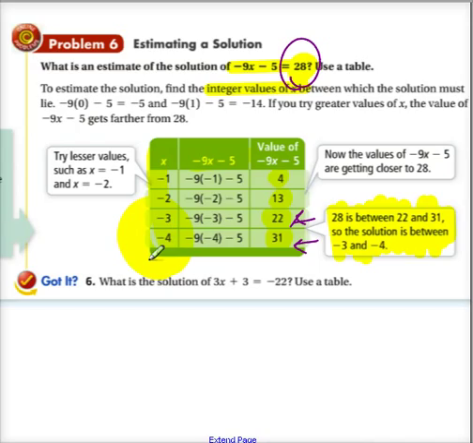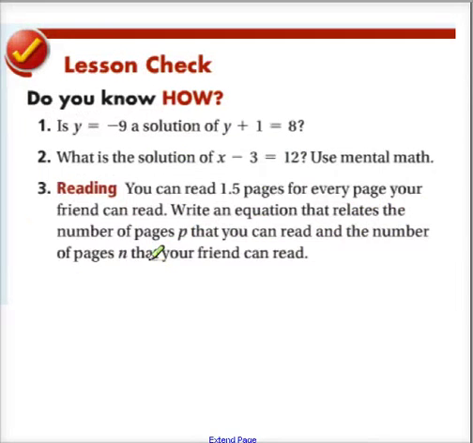So in both those examples, you're making a table. You're either finding the exact or the estimated solution. That brings us to our lesson check. Please complete 1 through 3 and bring your answers to class.